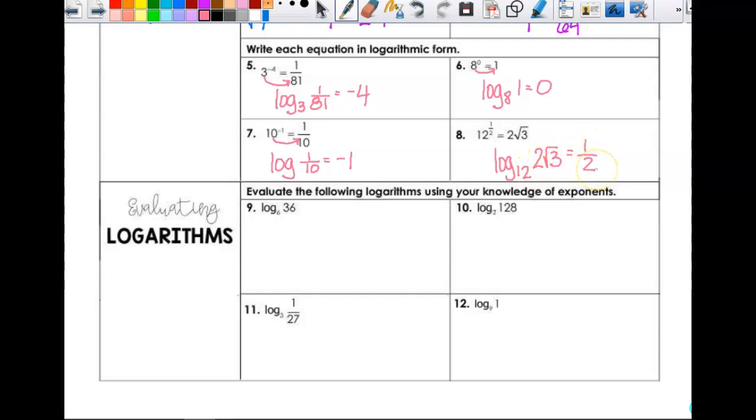Okay, so log base 12 of 2 squared of 3 equals 1/2. Do we agree with that? We're all good? All right. So that's just rewriting. We're not solving. We're just rewriting it. You've got to know how to rewrite it so we can get a little farther than this.